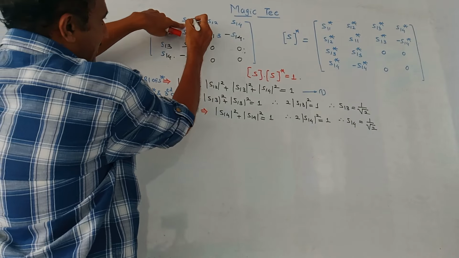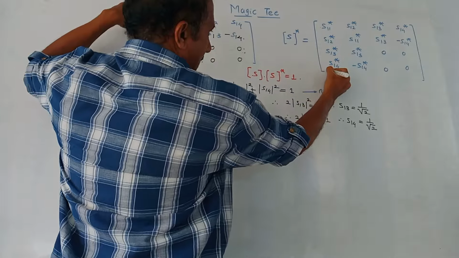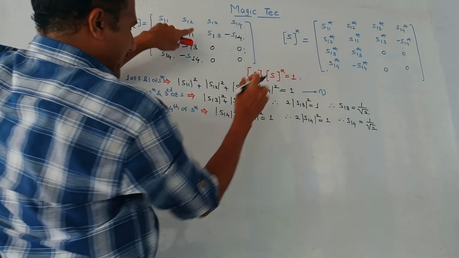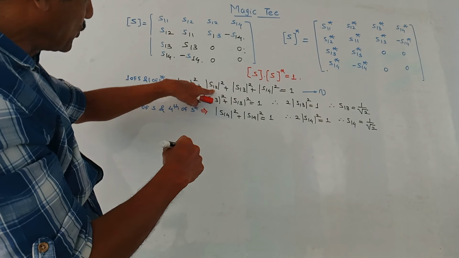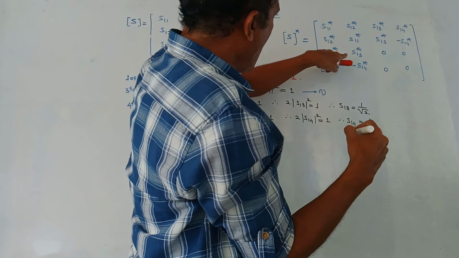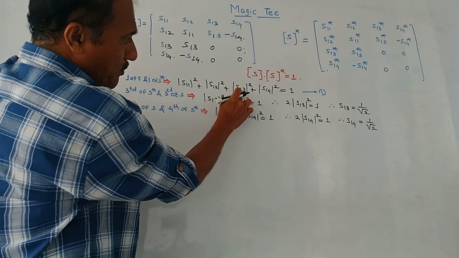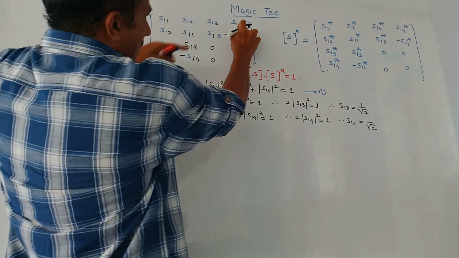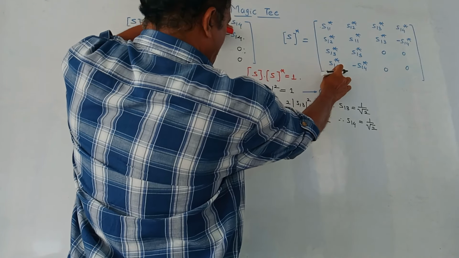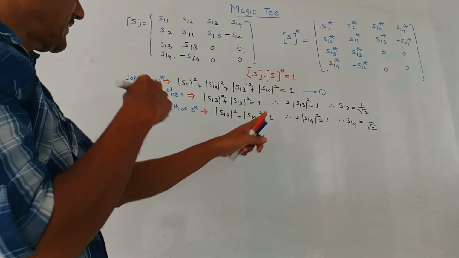Then this second term, I am multiplying the first row of this matrix with the first column of S asterisk. Second, S12 into S12 asterisk becomes mod of S12 squared. Same way, third, this is S13 into S13 asterisk, this term. So it becomes mod of S13 squared. Fourth, S14 into S14 asterisk, I'm talking about this first column, is mod of S14 squared, is equal to 1. Let us say this is equation 1.